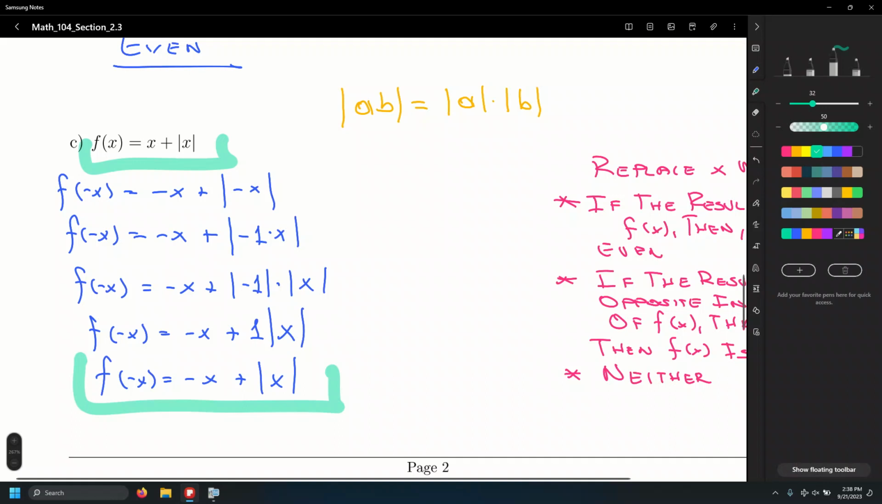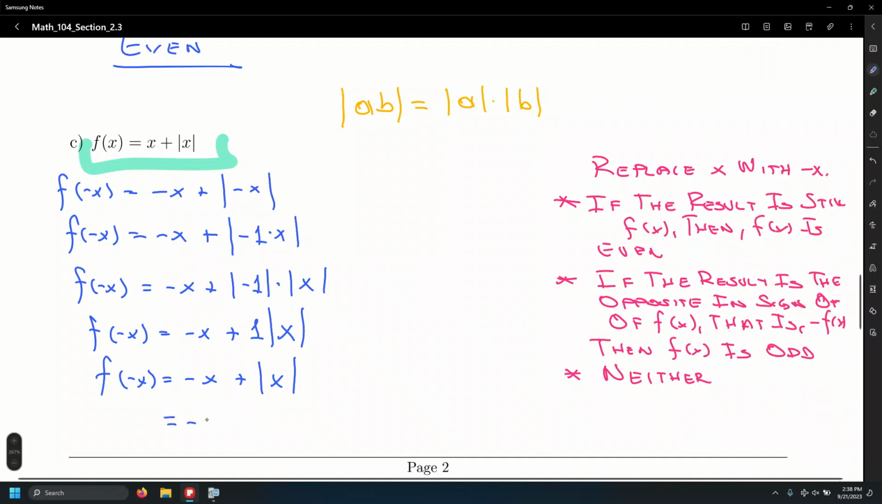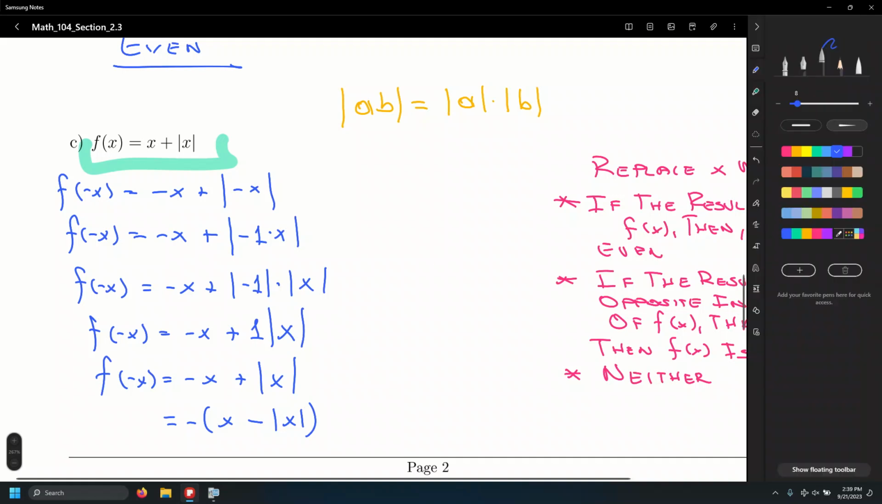All right? So even if you try to factor a negative, check this out. Let's do it. Factor out the negative: negative x minus the absolute value of x. So if we think of this, maybe f of negative x is the negative of the original function, to conclude that the function is odd in this case. However, we have positive x as in the original, but the second term is also positive. So in this case, neither.